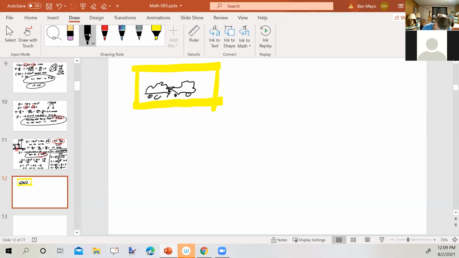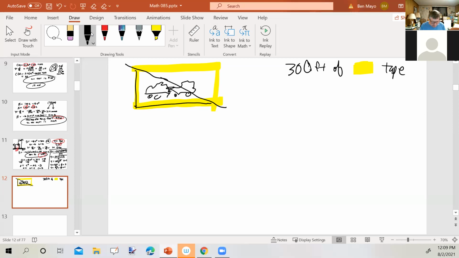So what do we know? We know we've got 300 feet of yellow tape, and we're going to produce a rectangle. But we want to produce a rectangle that has the maximum area. So consider this. If all four sides of the rectangle equal 300 feet, what if we just considered half of it? So this side and that side. Wouldn't half of 300 be 150?